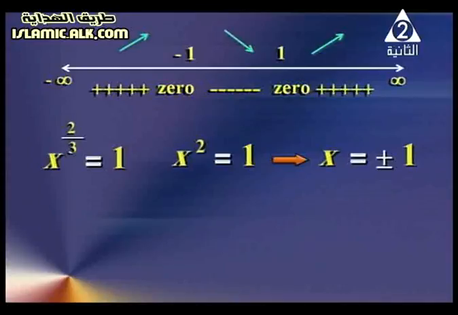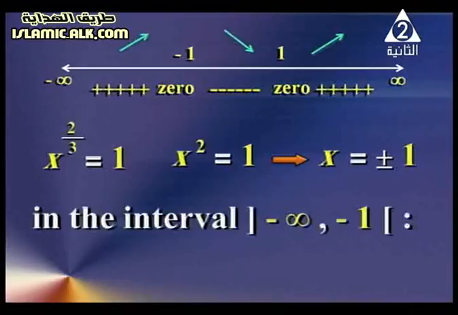Look at the number line from negative infinity to infinity. Determine the two values of x which make the function f dash x equal 0: negative 1 and 1. The first interval is from negative infinity to negative 1, the second interval from negative 1 to 1, and the third interval from 1 to infinity.